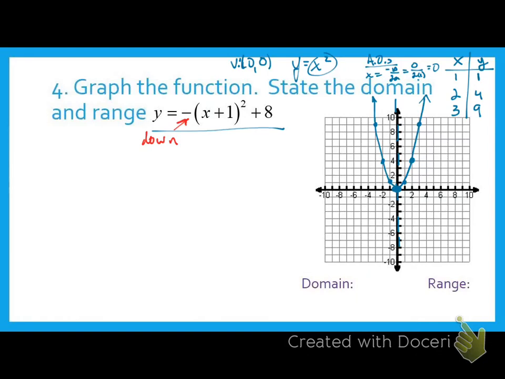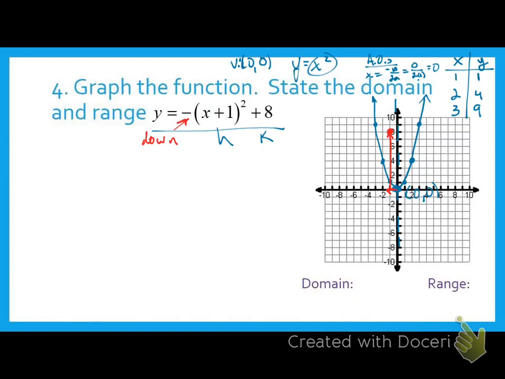Okay? Now, we're going to shift the parent function vertex, which is always at 0, 0. Always. The parent function vertex is always at 0, 0. But we're talking about shifting the whole graph now. And if h is positive 1, that means we're going to shift the whole graph to the left 1, not to the right. Remember, we do the opposite, to the left. And if k is 8, that means we're going to shift the whole graph up 8. That means that the vertex is going to shift over 1 and up 8. And so it's going to end up right here.